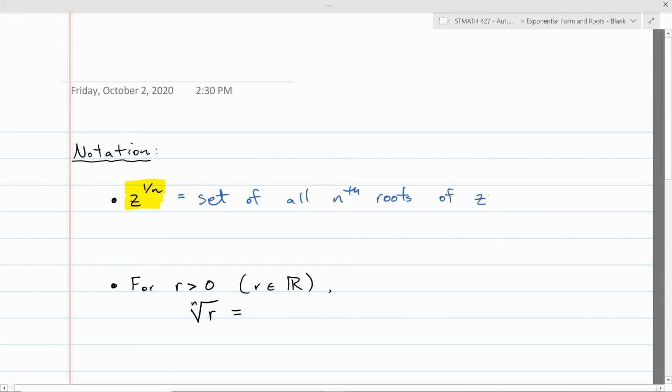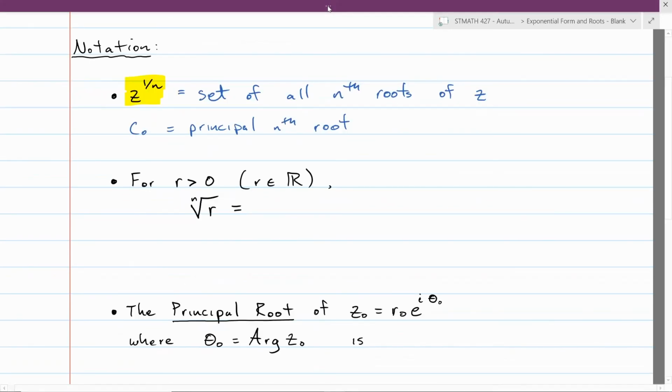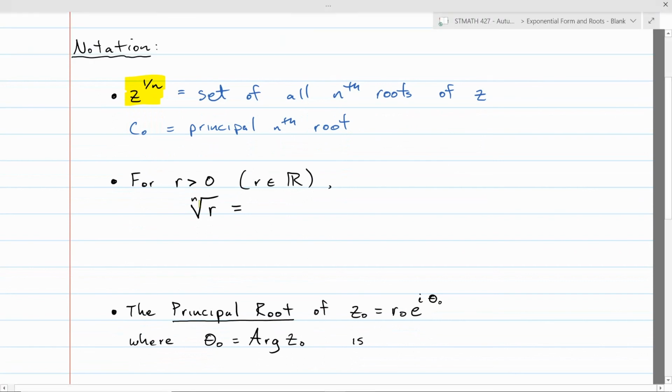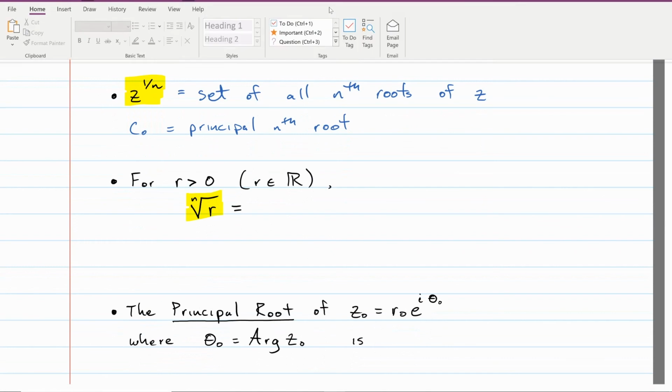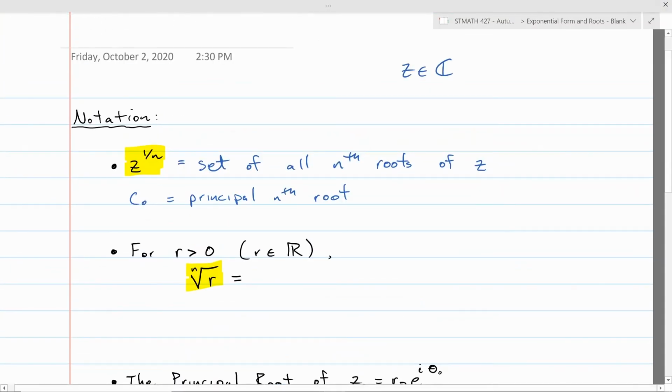And if we want to get a special root, we can maybe talk about the principal nth root. We don't have a special notation other than to say c0 is the principal nth root. And this is also a notational convention for this course, but it's also true in the past. So we'll never do this: for a complex number z, we'll never write the nth root of z like this.